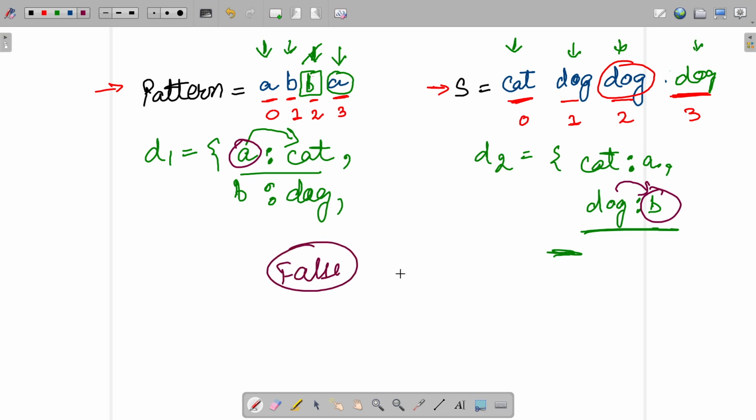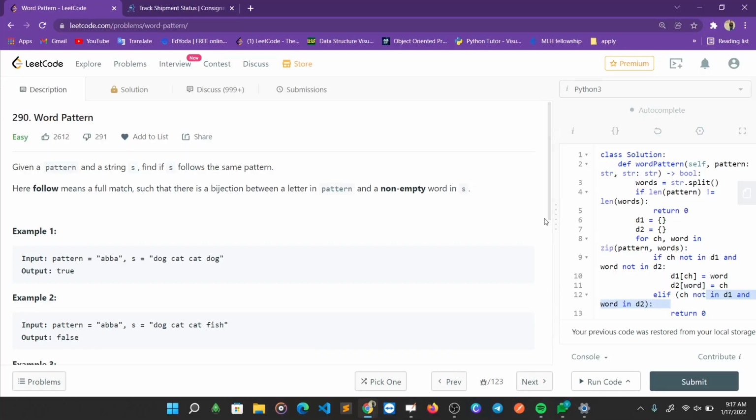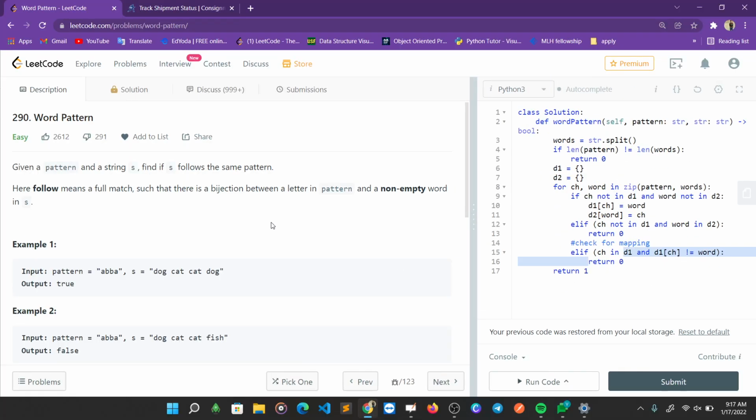So there are three conditions. If one is present in the dictionary but the other is not present, we have to return false. If both are present, we have to check the mapping. If the mapping is right, we say true. If it is not right, we have to say false. And that's how we write the whole code as well. It is easy, you can try it yourself.